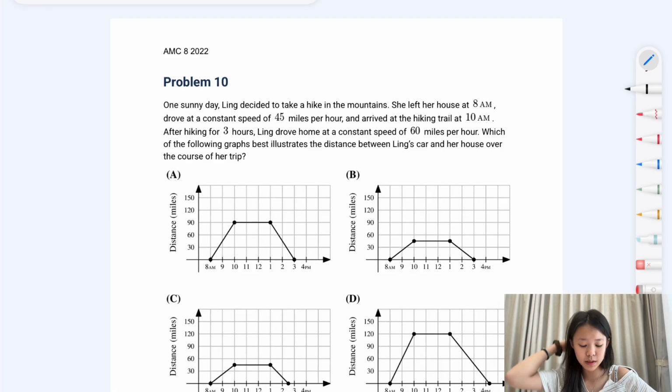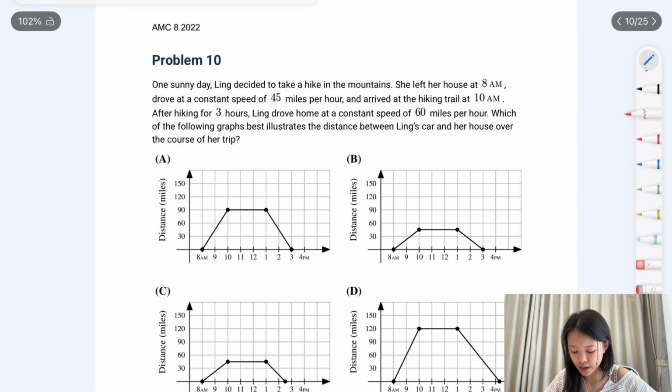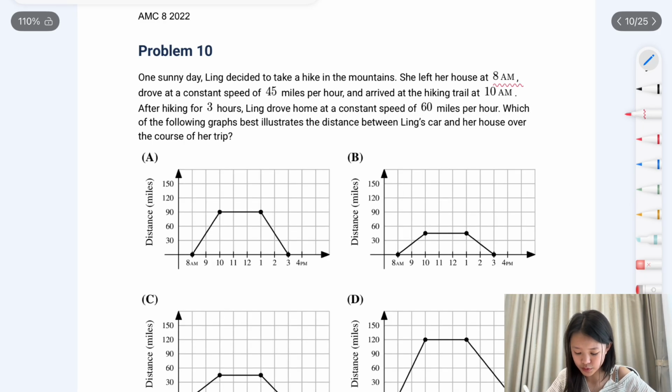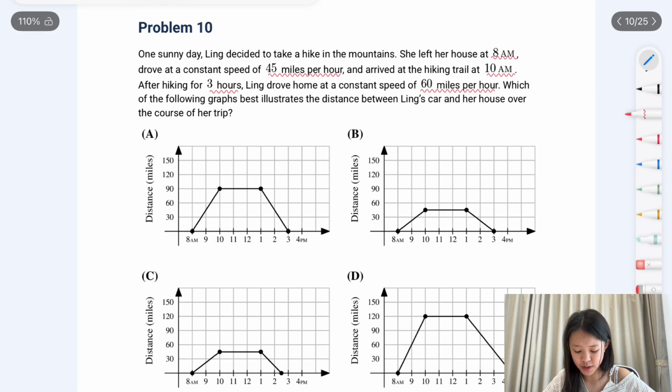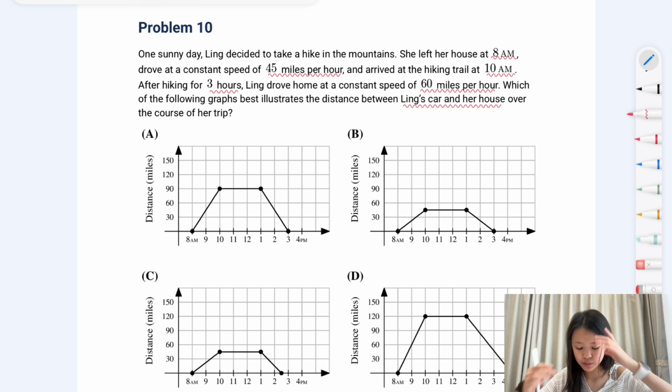Problem 10. One sunny day, Ling decided to take a hike in the mountains. She left the house at 8 a.m., drove at a constant speed of 45 miles per hour, and arrived at the hiking trail at 10 a.m. After hiking for 3 hours, Ling drove home at a constant speed of 60 miles per hour. Which of the following graphs best illustrates the distance between Ling's car and her house over the course of her trip?